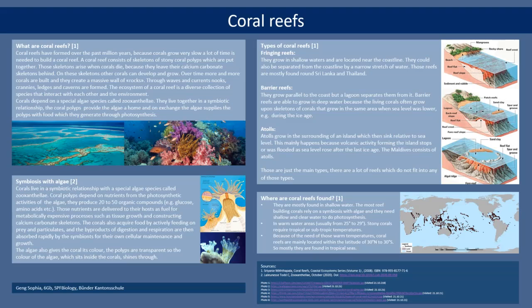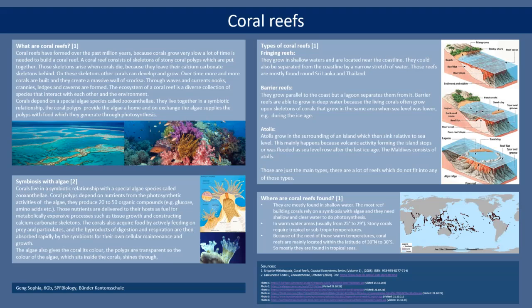The ecosystem of a coral reef is unique because it's a diverse collection of species that interact with each other and the environment. Corals depend on a special algae species called Xanthella. They live together in a symbiotic relationship, and the algae gives the coral food.